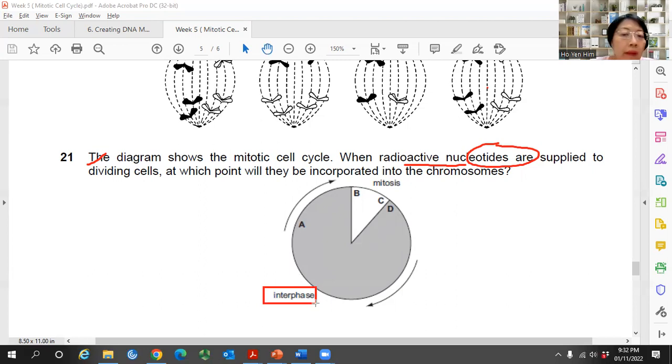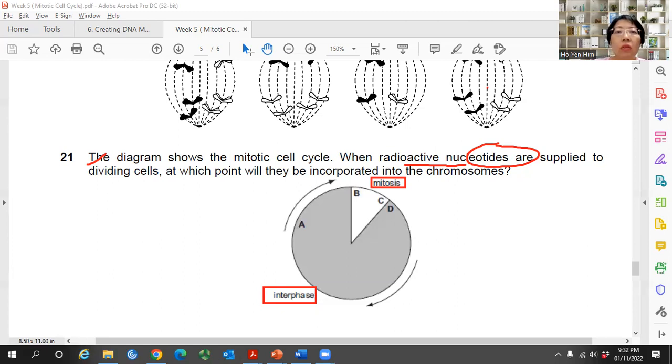Interphase or mitosis? Because here only got two phases, see? Interphase and mitosis. So which one? Hello? My answer is B, but that's wrong. Your answer is B, is it? B, yeah. B for Bangkok lah.